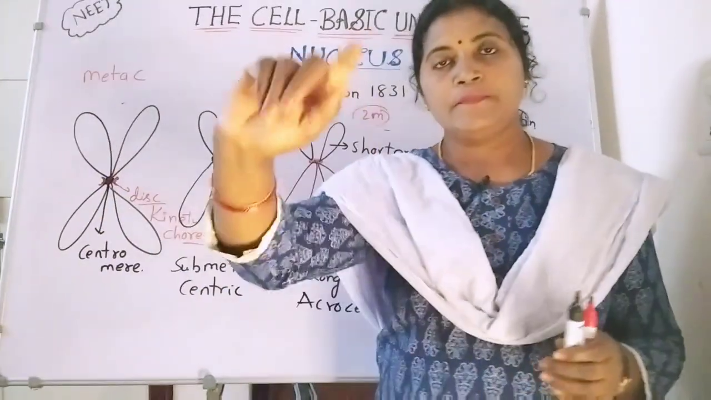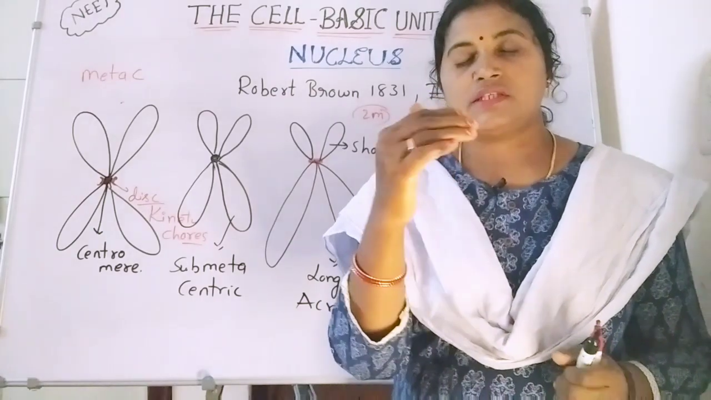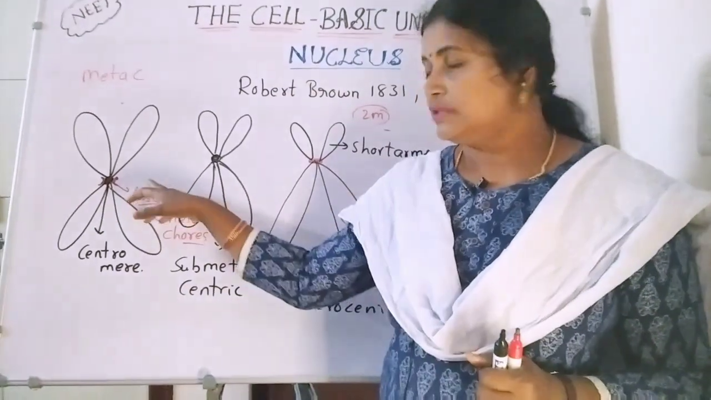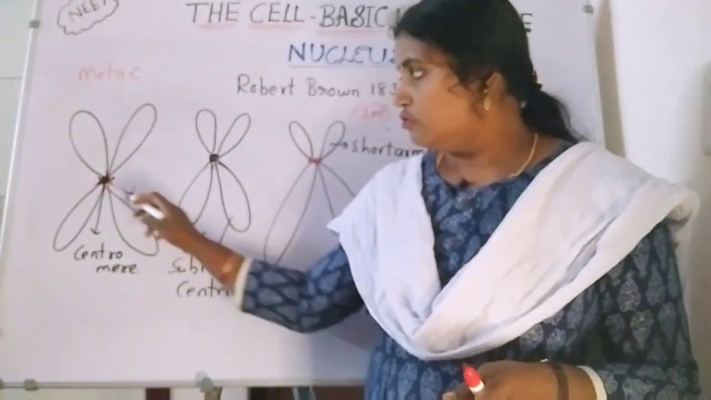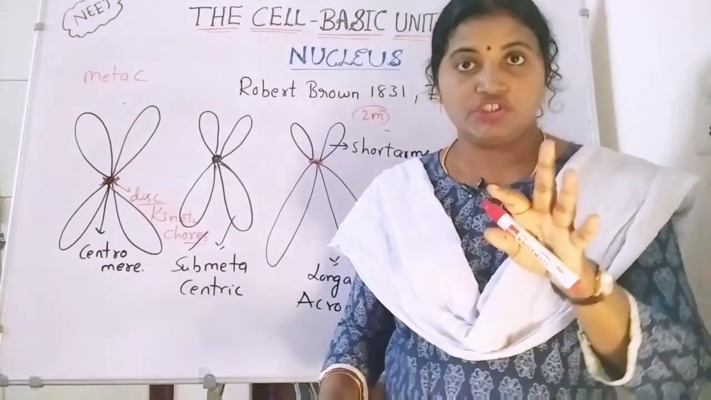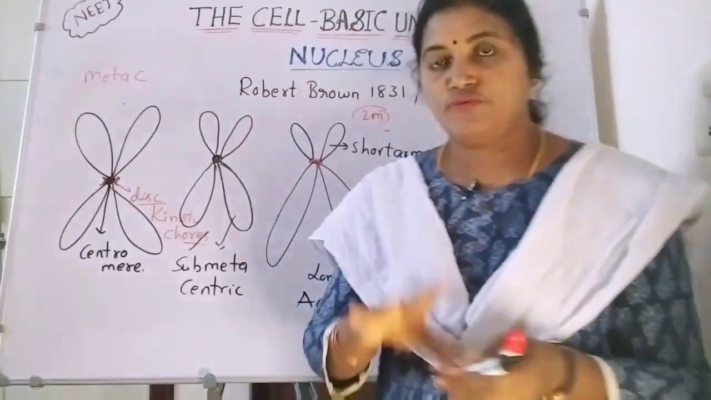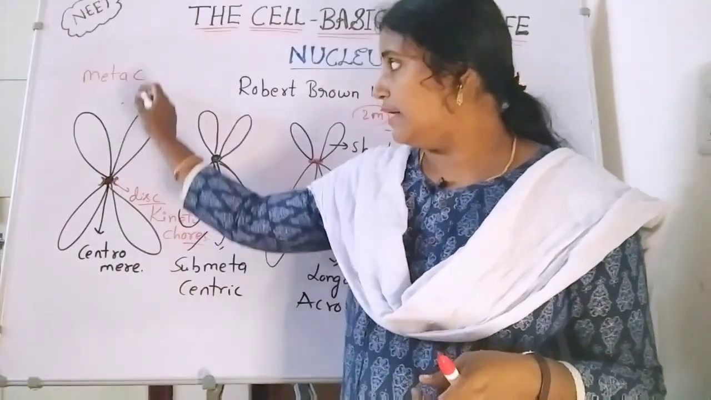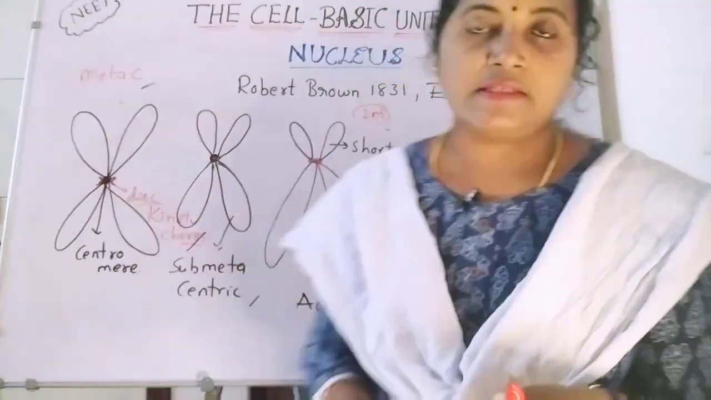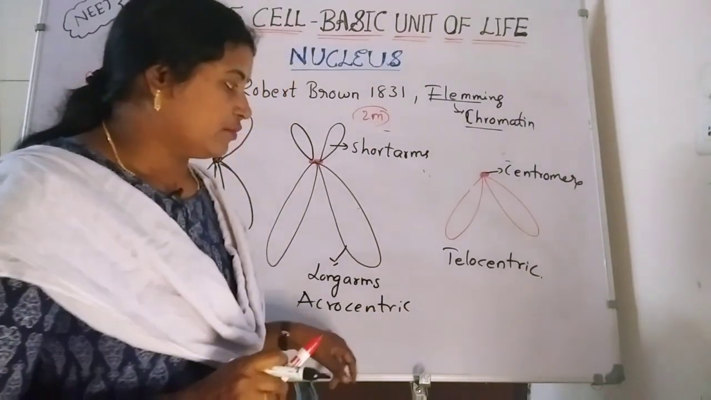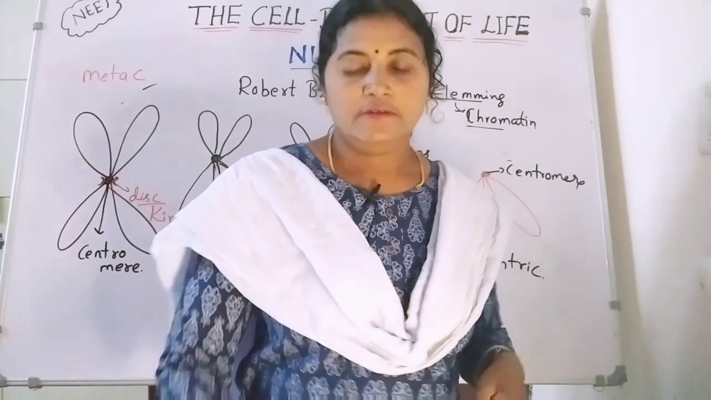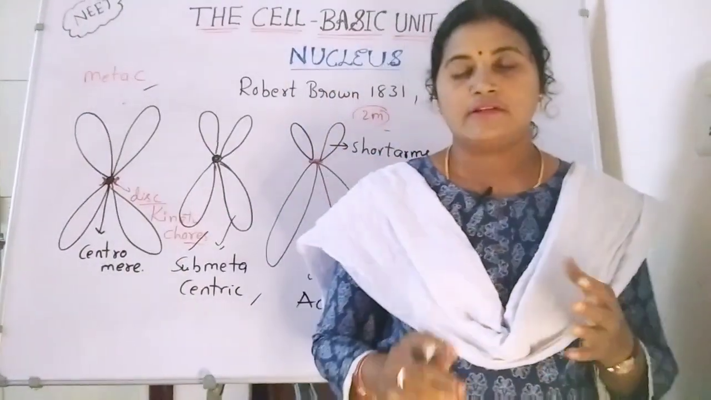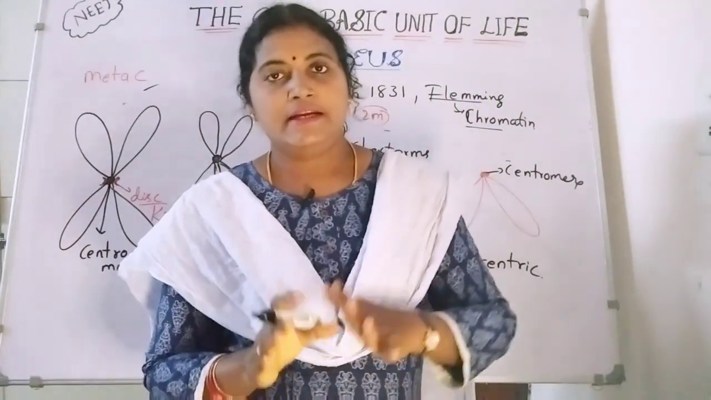So the centromere is the center point which is differentiating the chromatids. On the lateral sides of the centromere, the disc-shaped structures are known as kinetochores. Based on the position of the centromere, the chromosomes are divided into 4 types. First is metacentric, next submetacentric, third acrocentric, and the last one telocentric. These chromosomes are involved in the cell division process.